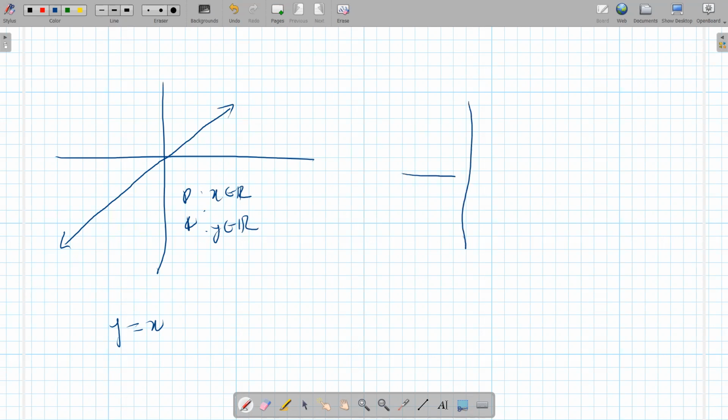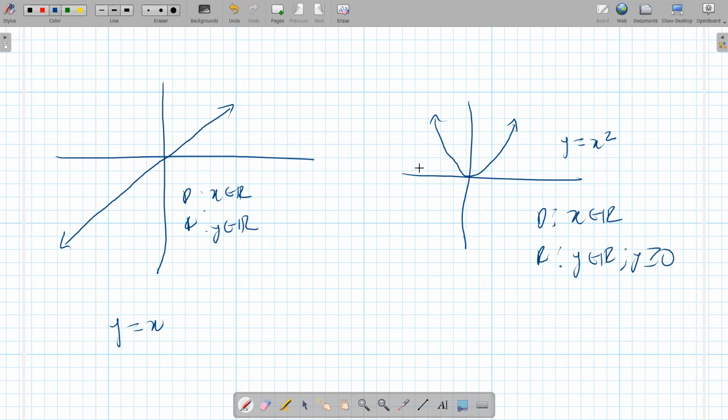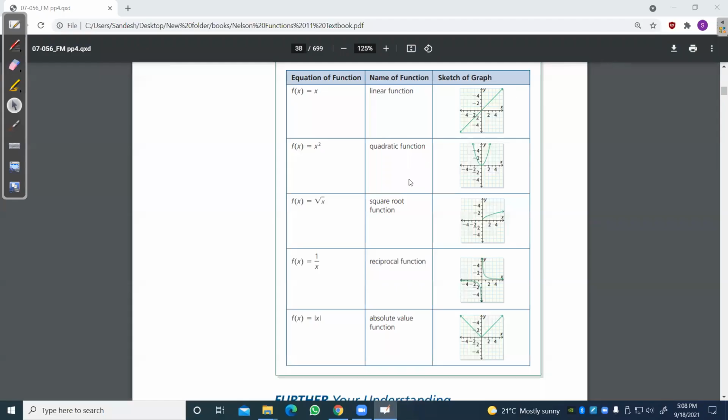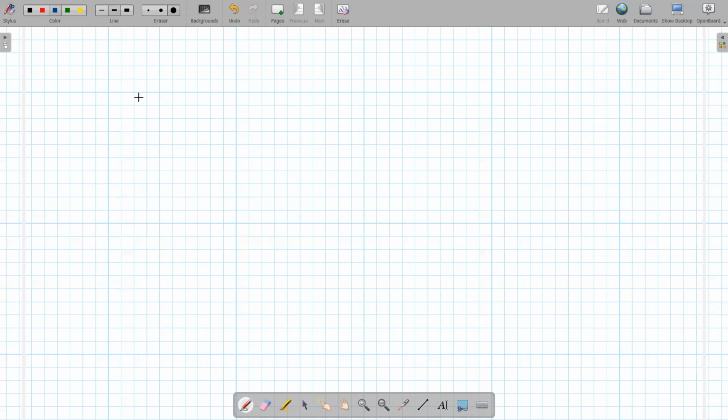The next function is the quadratic, y equals x squared. Remember, what's the domain and range for this? The domain is infinite. Yes. And the range would be equal to or greater than 0. Yeah, perfect. So these are the ones that we've been doing so far, right? But now they've added some extra ones here. Square root, 1 over x, and the absolute value function. Let's look at this one first, the absolute value function.